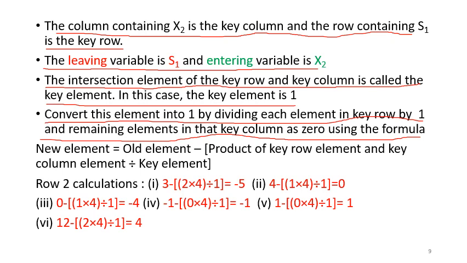But in row 2 calculations, again you have to go by the same formula. New element is equal to old element minus product of the key row element and the key column element divided by the key element. So the row 2 calculations will be 3 minus 2 into 4 divided by 1, which is equal to minus 5. So the values in row 2 will be minus 5, 0, minus 4, minus 1, 1 and 4 respectively.